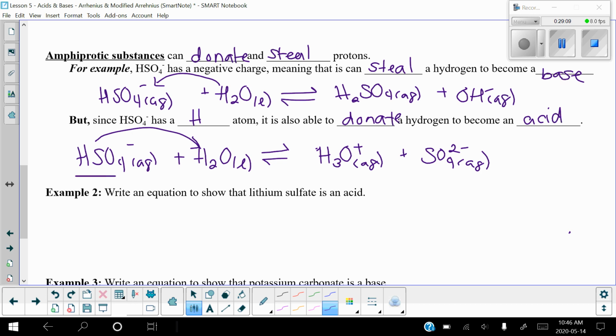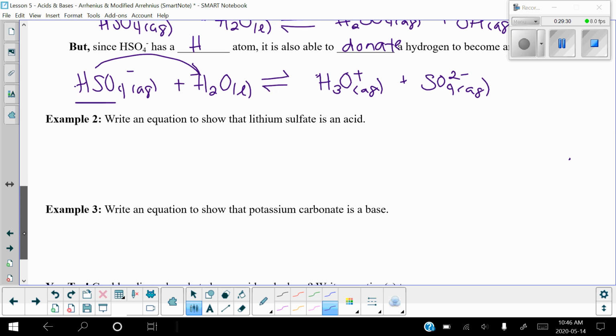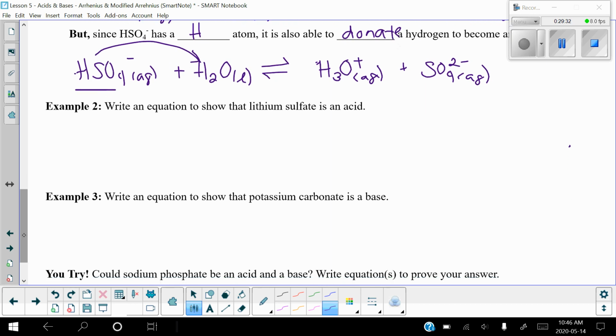How do you identify something that's amphiprotic? Well, first of all, you know something is amphiprotic if it has a hydrogen and a negative. Okay, if it has a hydrogen and a negative charge, it is capable of being an amphiprotic substance.